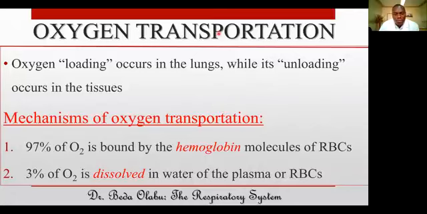Anyway, majority have gotten it right. So it is 98.5%. And the answer is still just glaring at you. 98.5% of oxygen is carried by red blood cells.